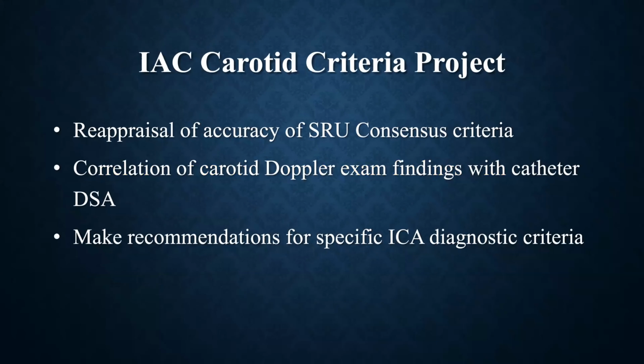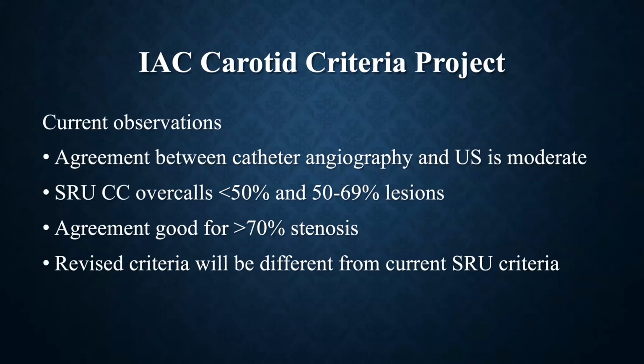So it's interesting to know that the IAC, the Intersocietal Accreditation Commission, which accredits vascular laboratories throughout the country, has recently done a reappraisal of the accuracy of these consensus criteria. And basically what was done, and I'm on the board of IAC, we basically took a bunch of carotid duplex studies from a number of labs around the country and compared them with catheter DSA, and made specific recommendations on these diagnostic criteria. And this paper is about to be published. I can give you a preview.